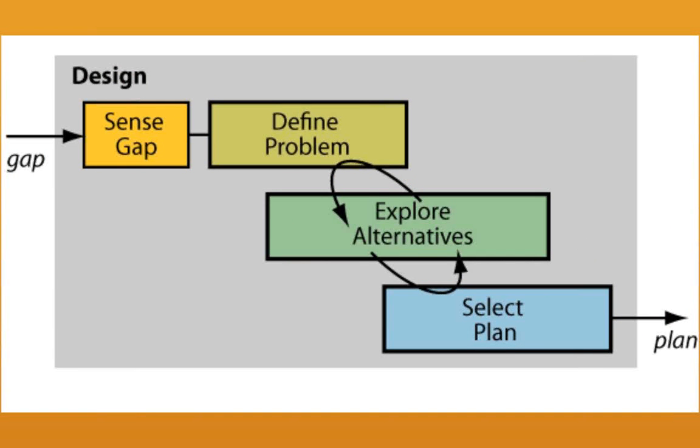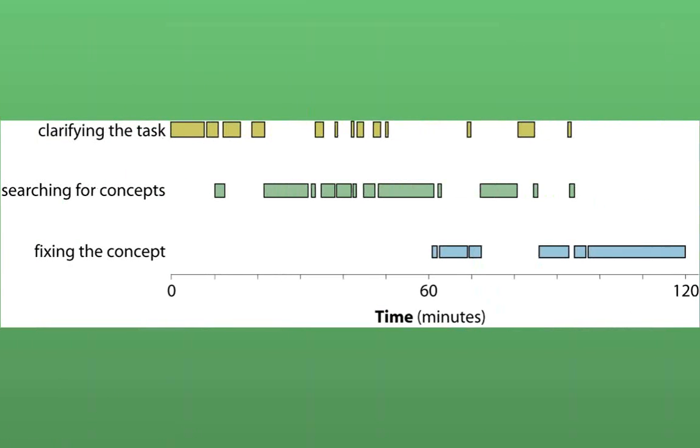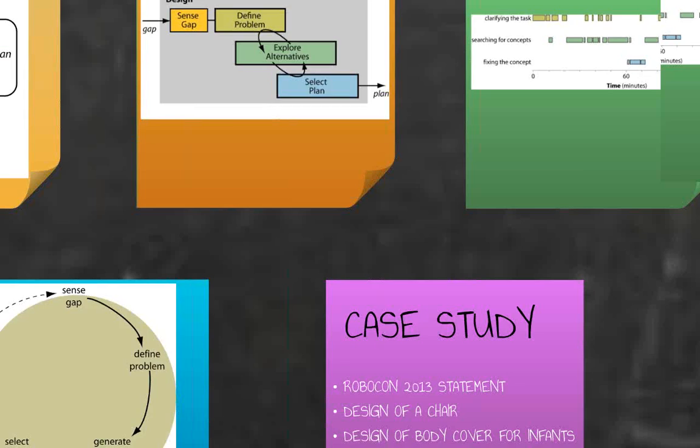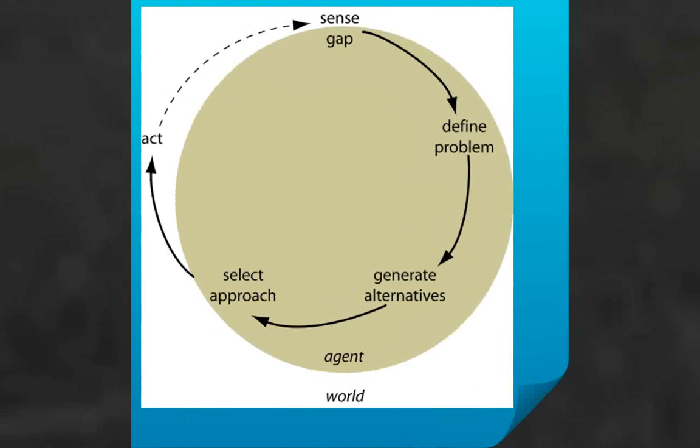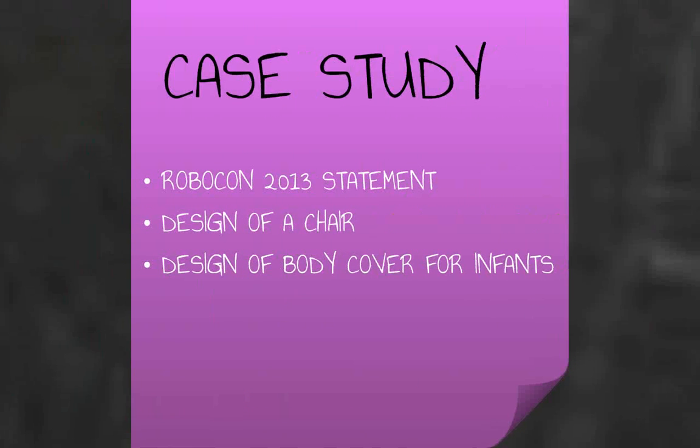So with this, we can closely understand that design is an iterative process in nature, and this we understood with the PDCA cycle. Yes, the iterative nature we have understood over here, and we discussed in detail how the design goes from clarifying the task to searching of various concepts and fixing of a concept. And we further refined it with understanding the PDCA cycle. Finally, we applied the process on various case studies, like the Robocon 2013 statement.